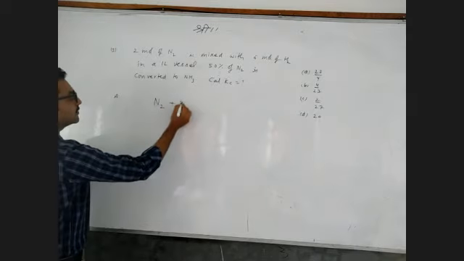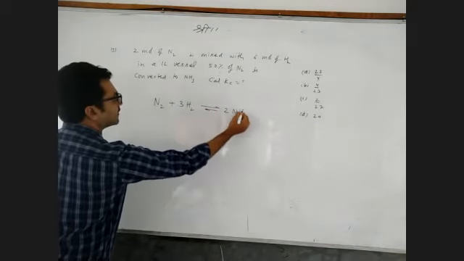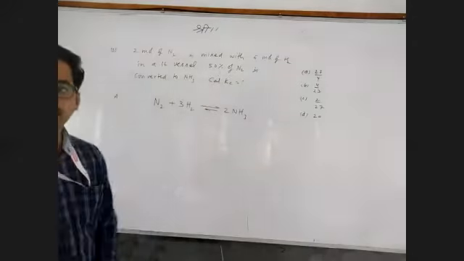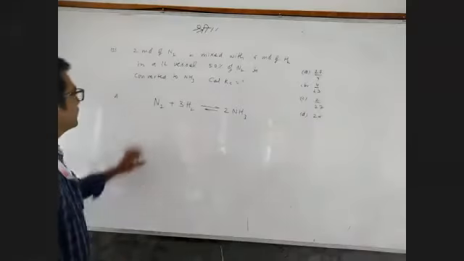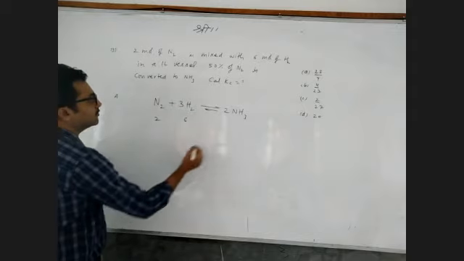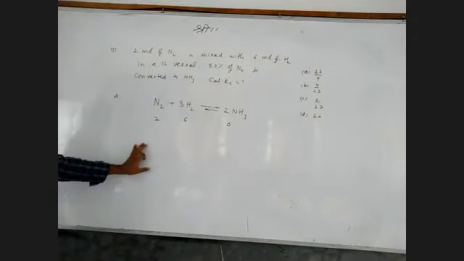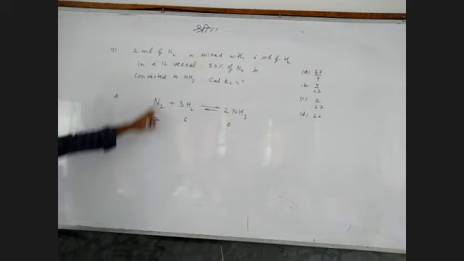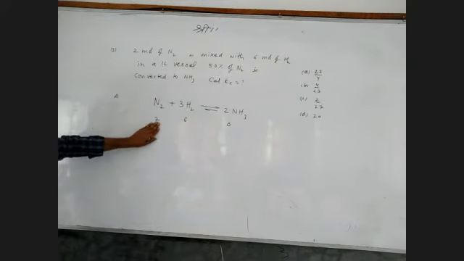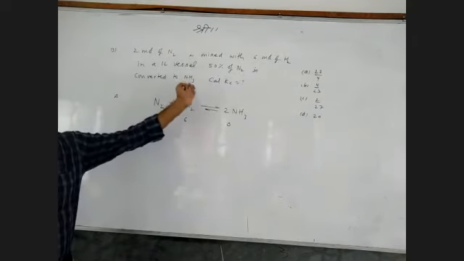N2 plus 3H2 gives rise to 2 ammonia. Okay, children. Now, initially 2 moles is there. This is how much? 6 moles. This is 0. So concentration also will be same. Why? Because 1 liter vessel. 2 N2. Yes, I only wrote 2. How did it come? The equation was given. Equilibrium they will give.